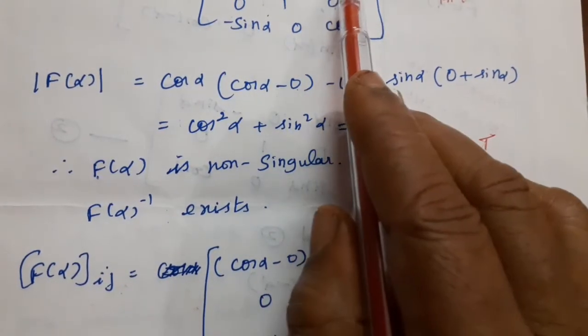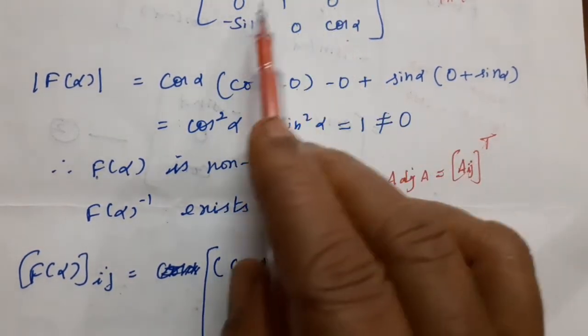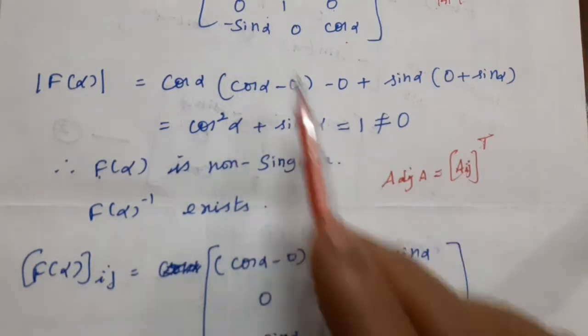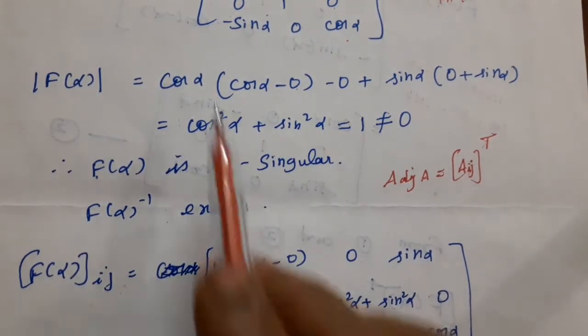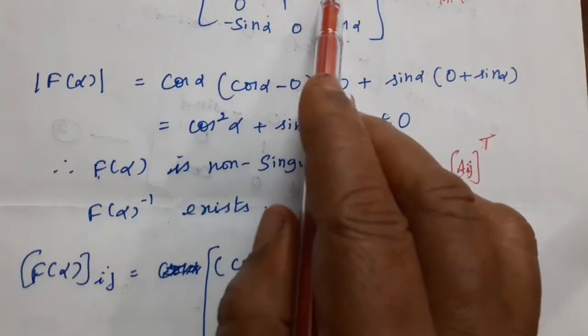Sin alpha. Sin alpha means what you do? You leave that row and column as well. 0 1 0, 1 into sin alpha, already having minus, minus into minus plus sin alpha. Again, next come to this one. We find a11, a12, a13.